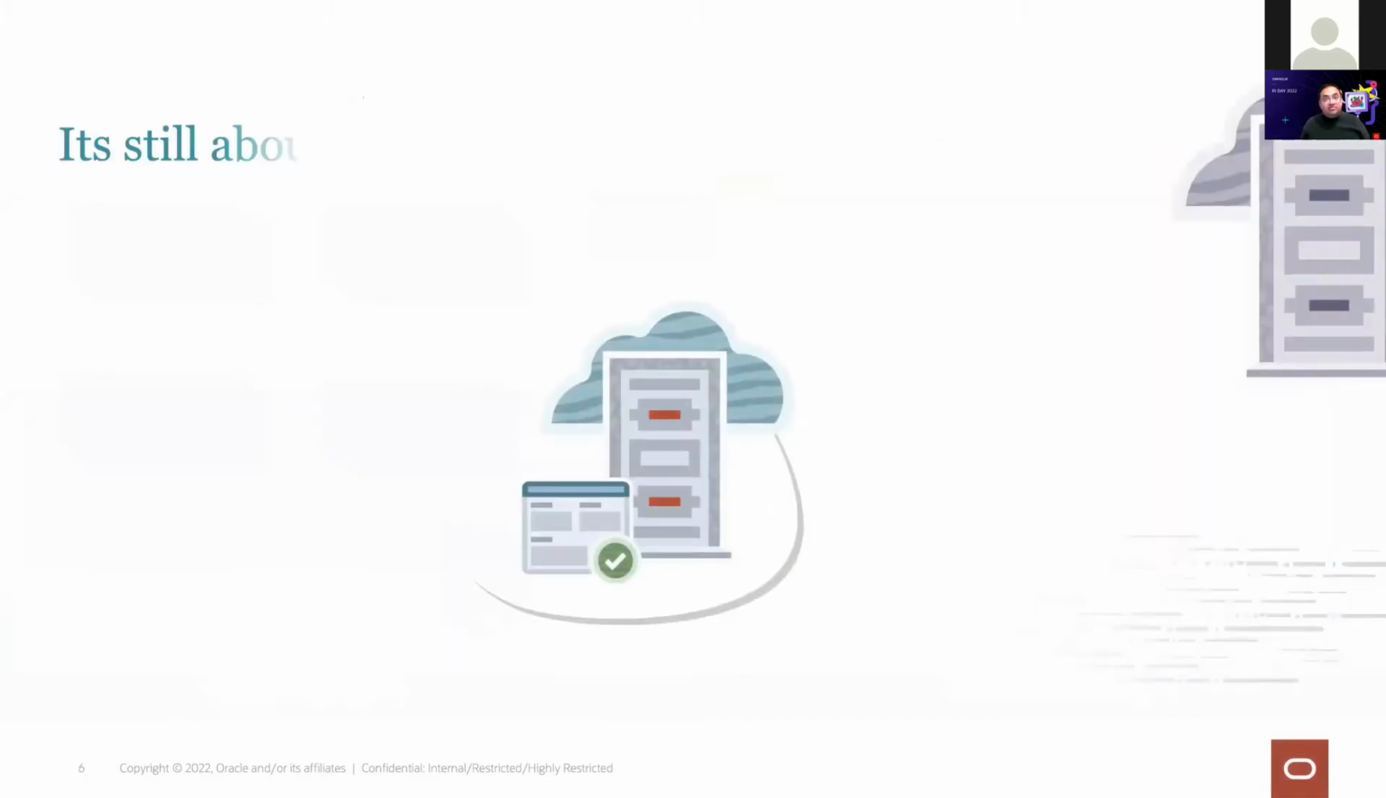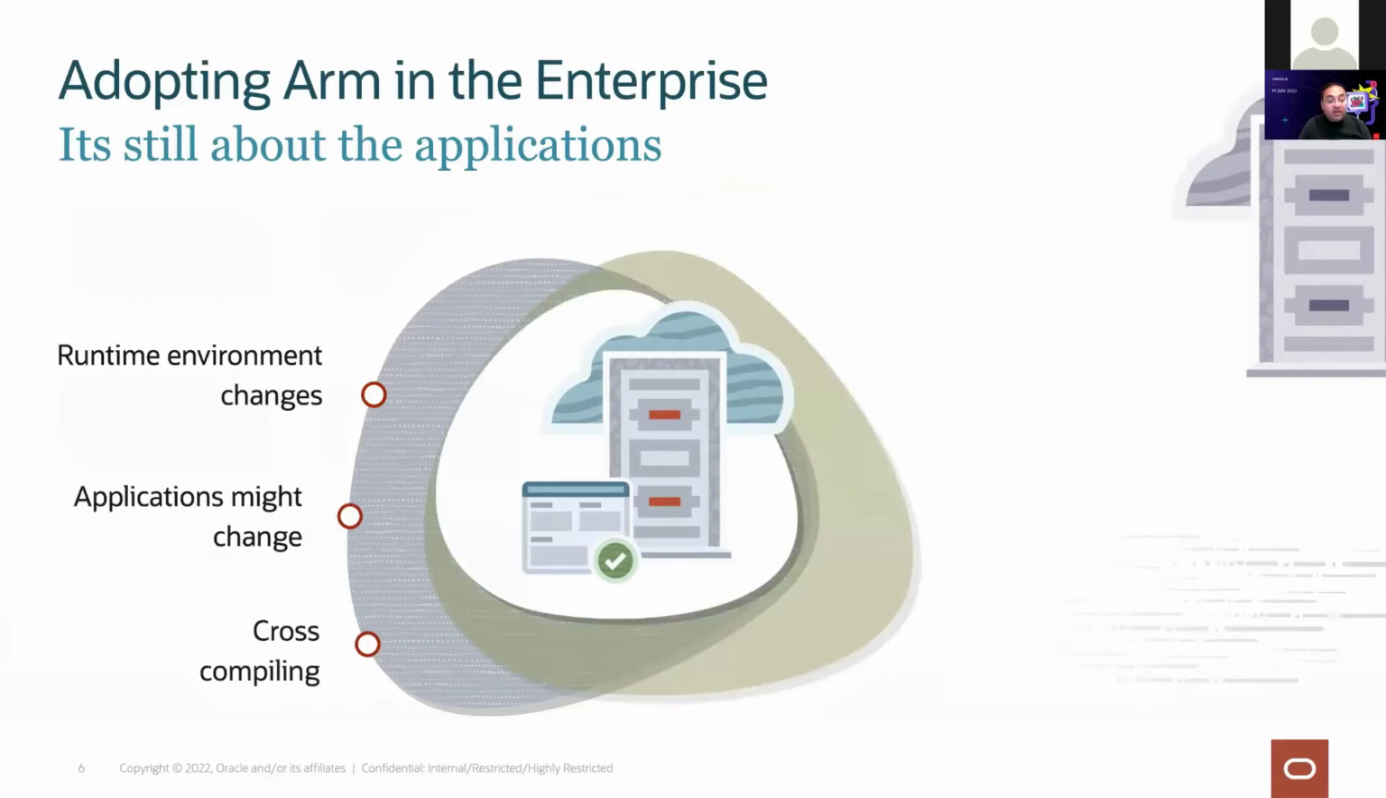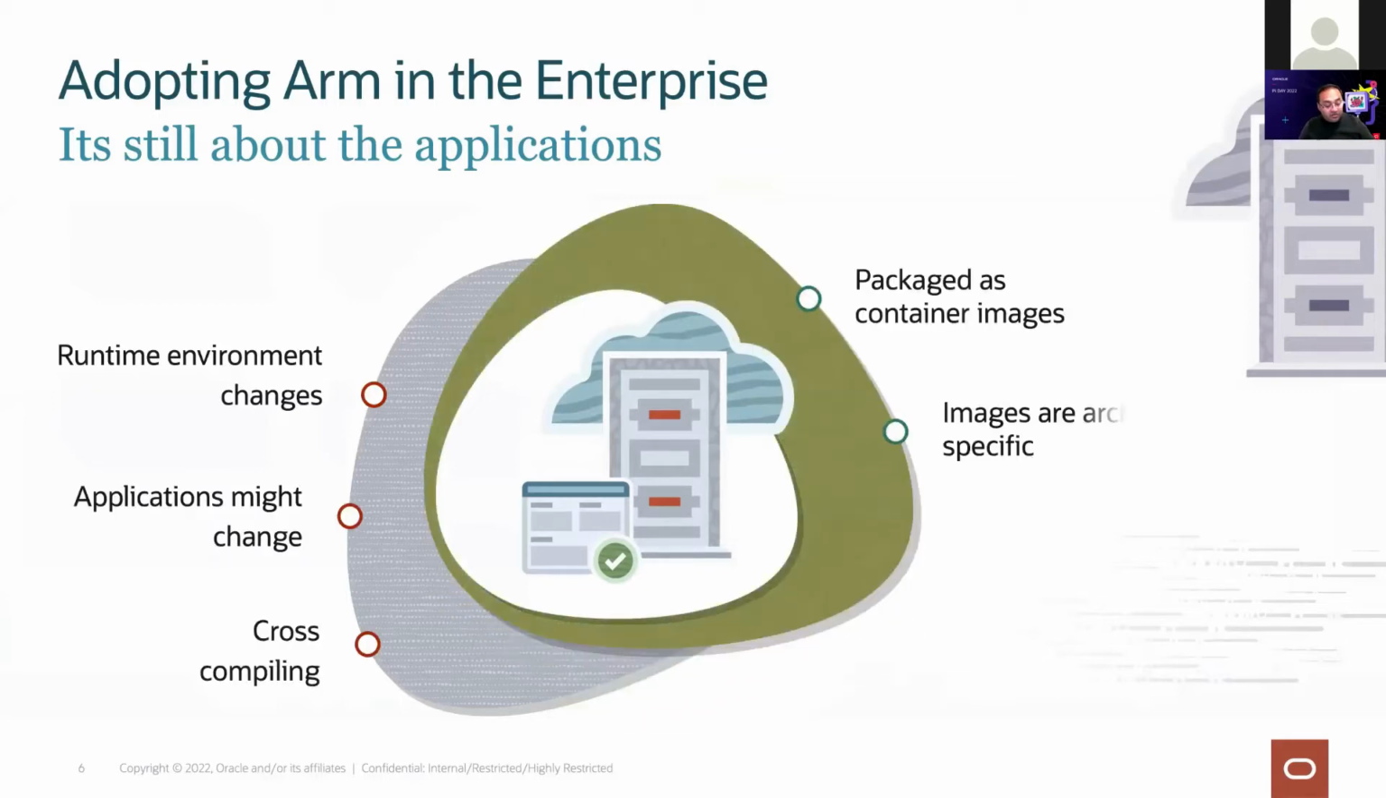Okay, so it's great to talk about this infrastructure stuff, but ultimately it's still all about the application, right? Because if you're going to move to a brand new CPU architecture, there are certain things that we have to do, and there's no getting around that, right? So there might be runtime changes. Applications might have slight changes depending on the type of application that you're using. If you're using a compiled programming language, you might have to do cross-compiling, because the binaries that you generate need to be generated for a specific CPU architecture.